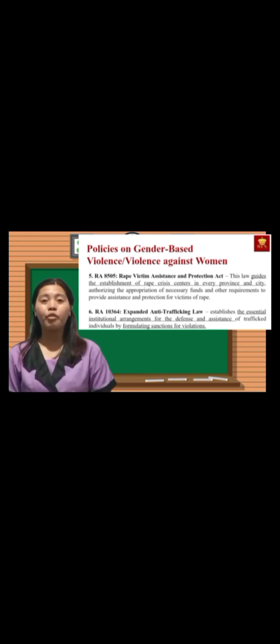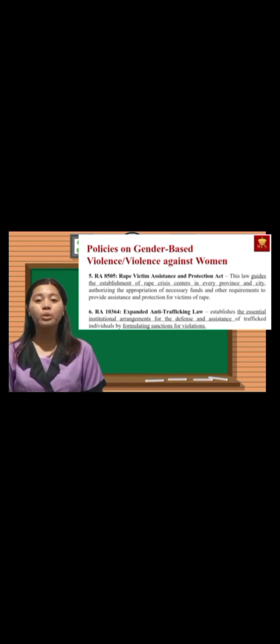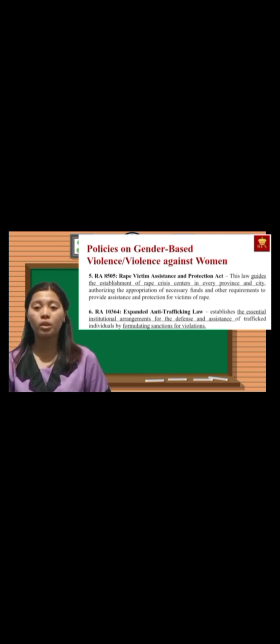So the fifth policy is the Republic Act number 9262, or the Anti-Violence Against Women and Children, or VAWC Act of 2004. This law prescribes penalties for violence against women and children, provides protective measures for victims and other purposes.